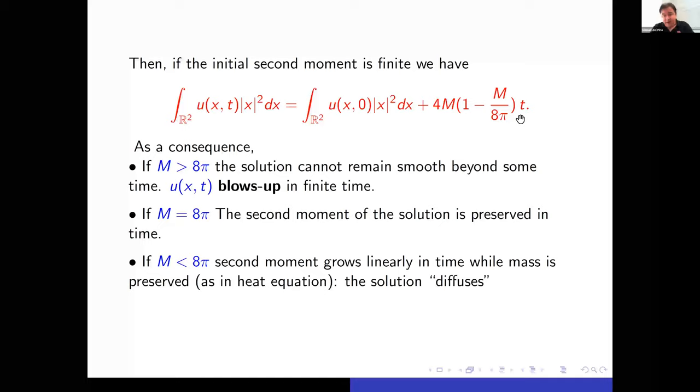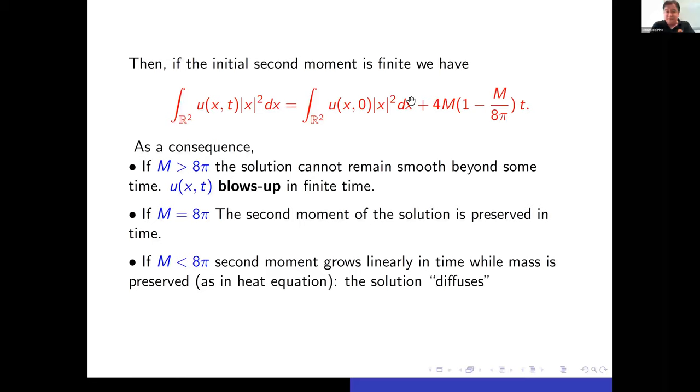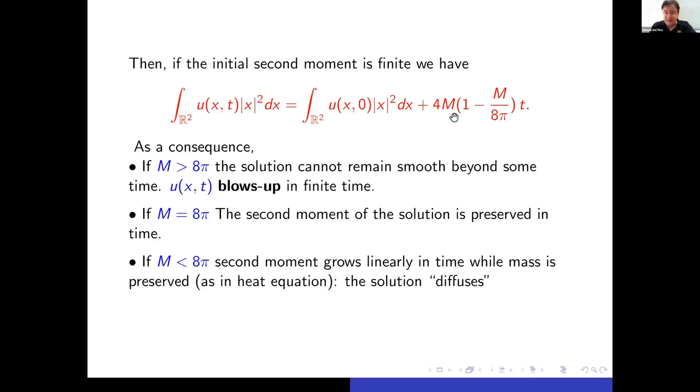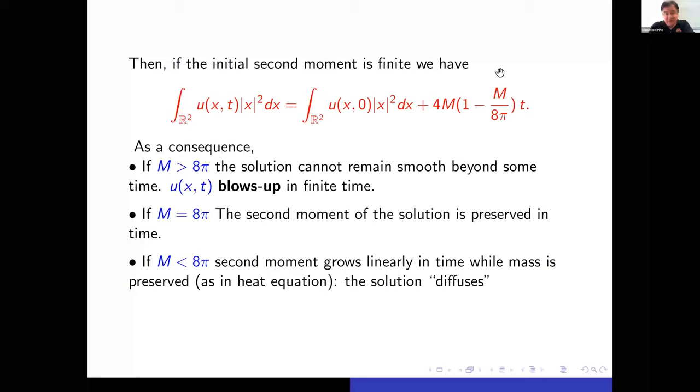However, there is something funny about this number, right? Because if the mass is small, m is less than 8 pi, then that means that the second moment is growing, and this mass is dispersed, evolving and dispersing at a linear rate. On the other hand, if m is bigger than 8 pi, this coefficient is negative. And if this coefficient is negative, then you see what happens.